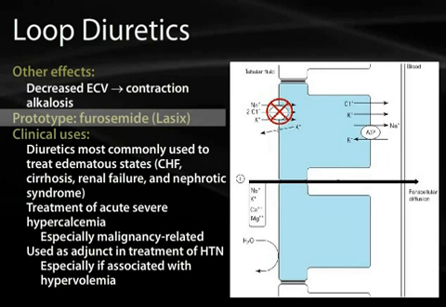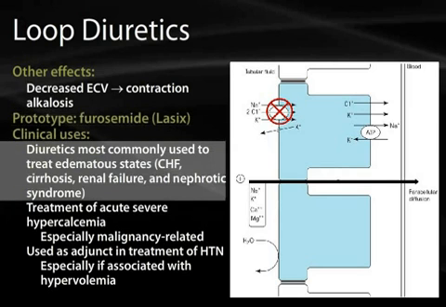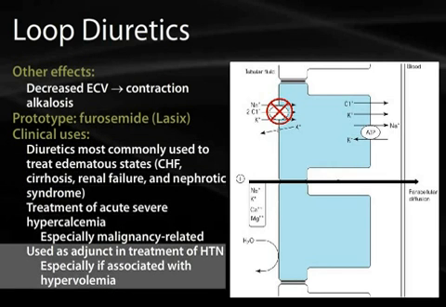The prototype of the loop diuretic is furosemide, also known as Lasix. This diuretic is most commonly used to treat any edematous state, heart failure, cirrhosis, nephrotic syndrome, as well as renal failure. It can be also used as an adjunct in treatment of hypertension.